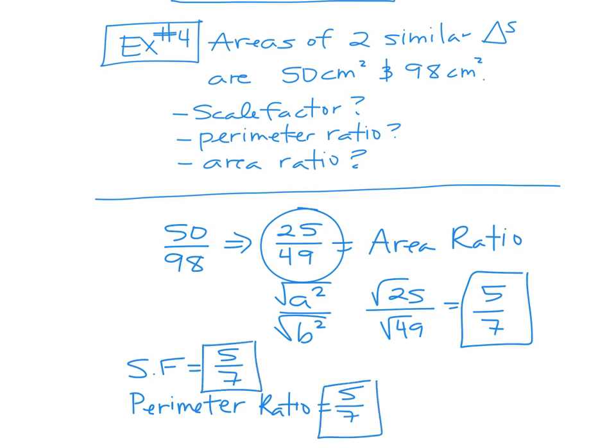Okay, so scale factor, perimeter ratio, and area ratio. The thing you have to make sure of is that you reduce this, because if you don't reduce it and you try to square root it, you get really ugly numbers and they won't be exact. So make sure you reduce it first and then you can take the square root. Just confirm the perimeter ratio is the same as the scale factor? Yep, every time.